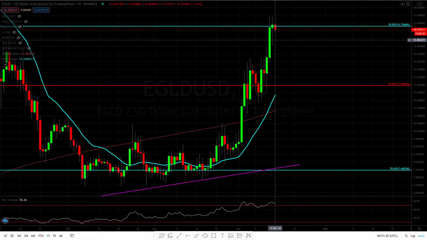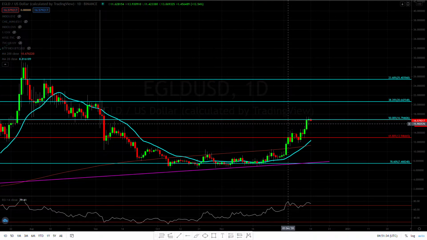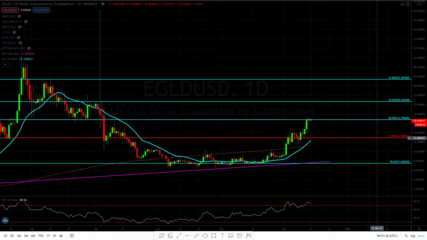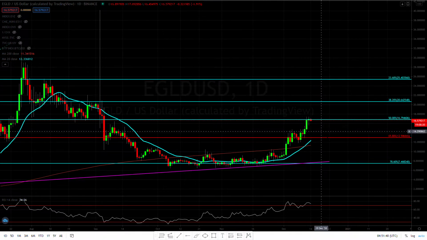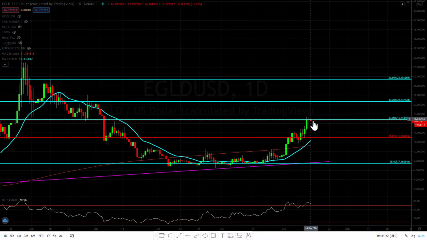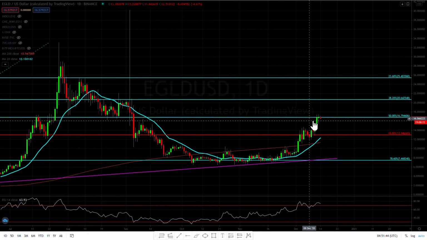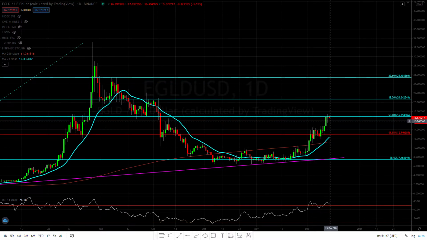And now this looks okay. So we might have a pullback. We might actually see this pull back to the 61% retracement, guys, so 1294, and get a better buying signal. I wouldn't do anything at this particular moment. I feel like it's kind of overdone.